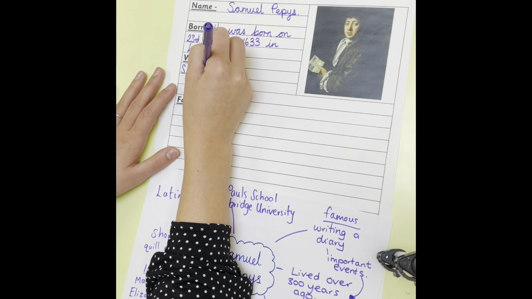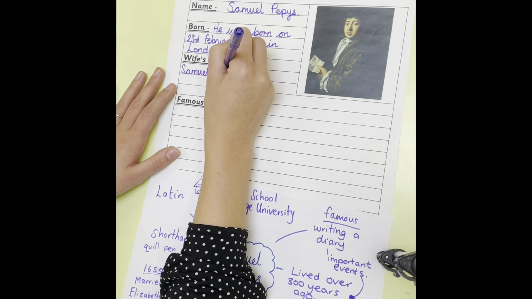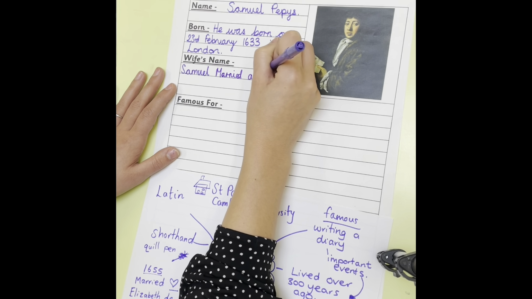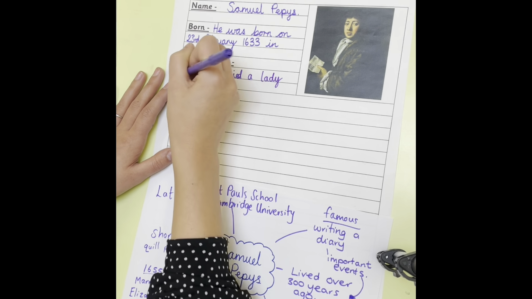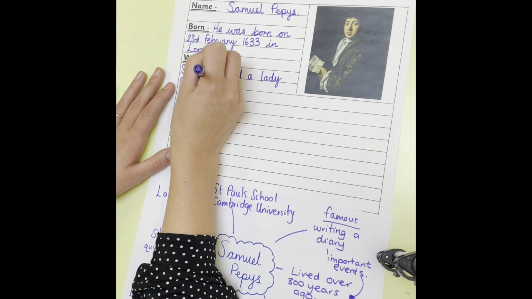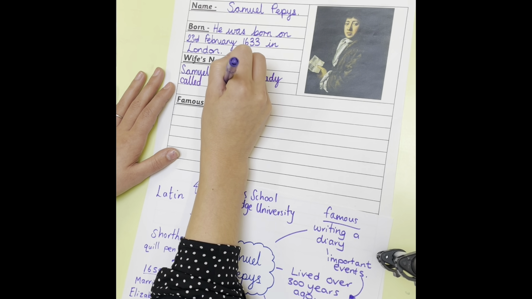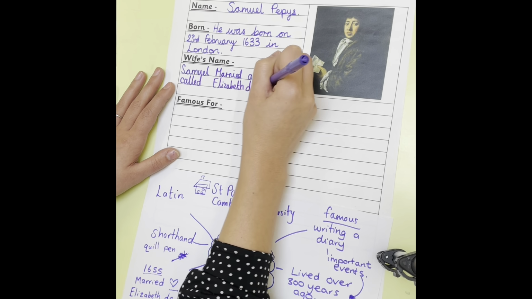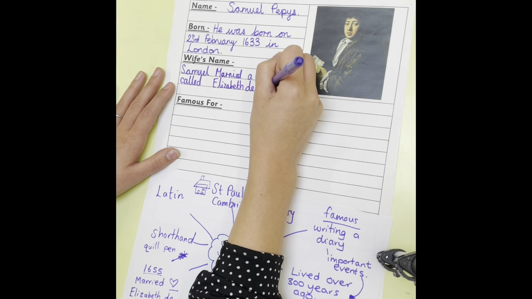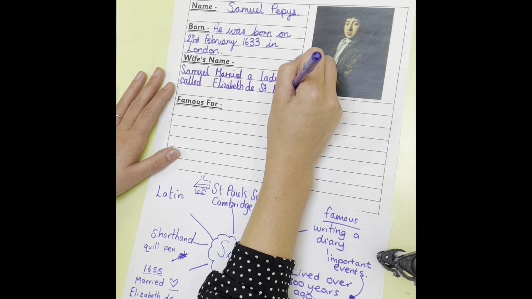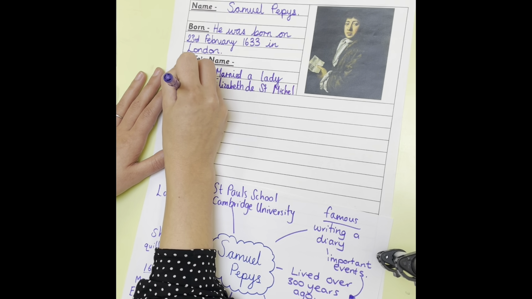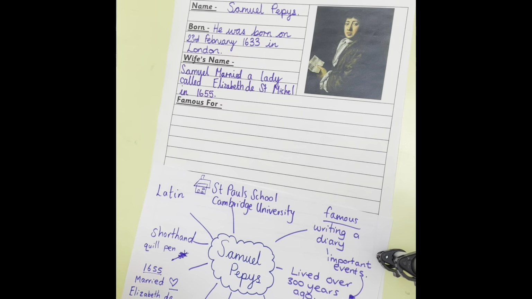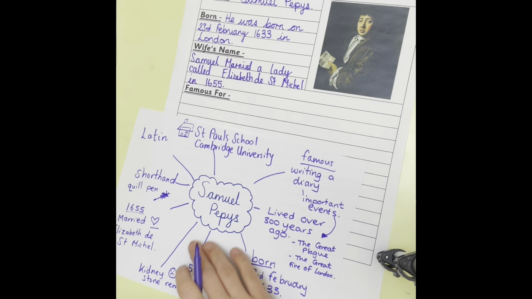Samuel married a lady called Elizabeth de St. Michael. And I'm going to put in 1655 just to add a little bit more information.